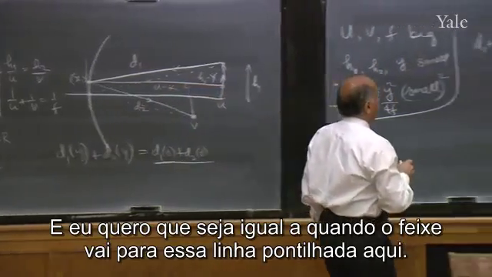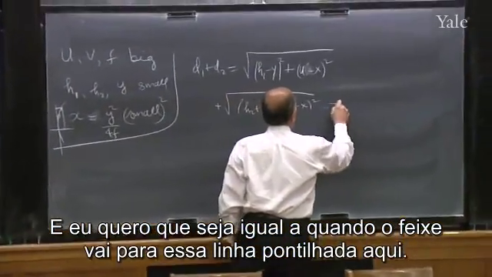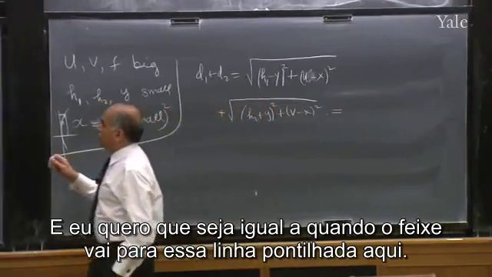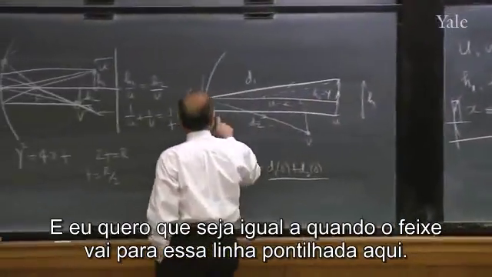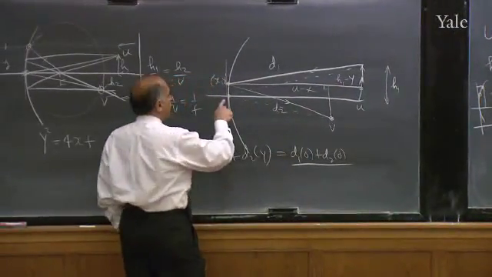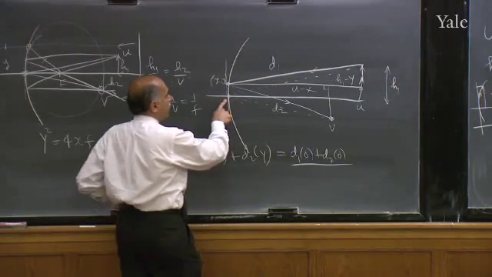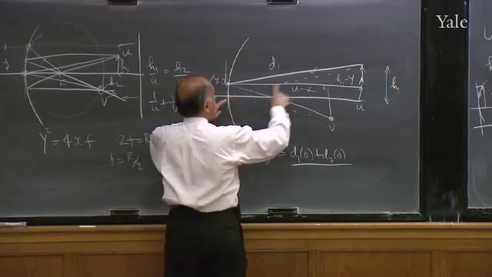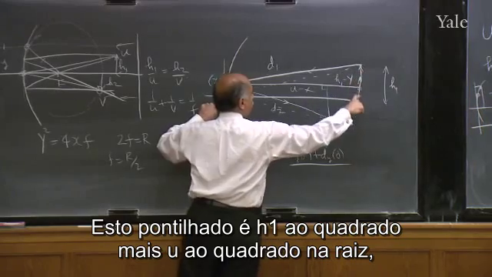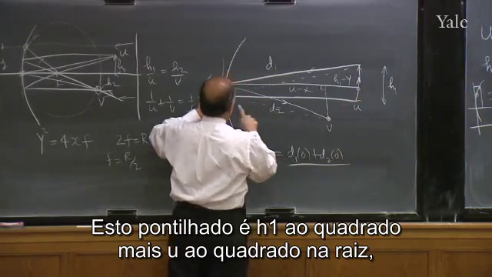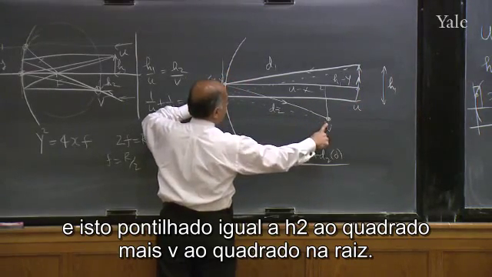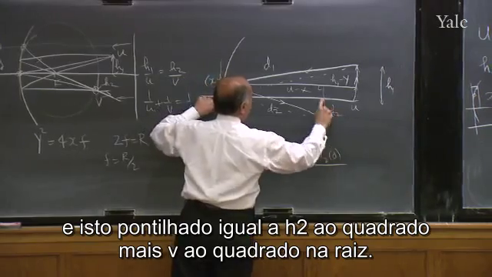And I want that to be same as when the beam goes to this dotted line here. That's the y equal to 0 answer. That's very easy to do Pythagoras on that one. This dotted square is h1 squared plus u squared under root, and this dotted square is equal to h2 squared plus v squared under root.